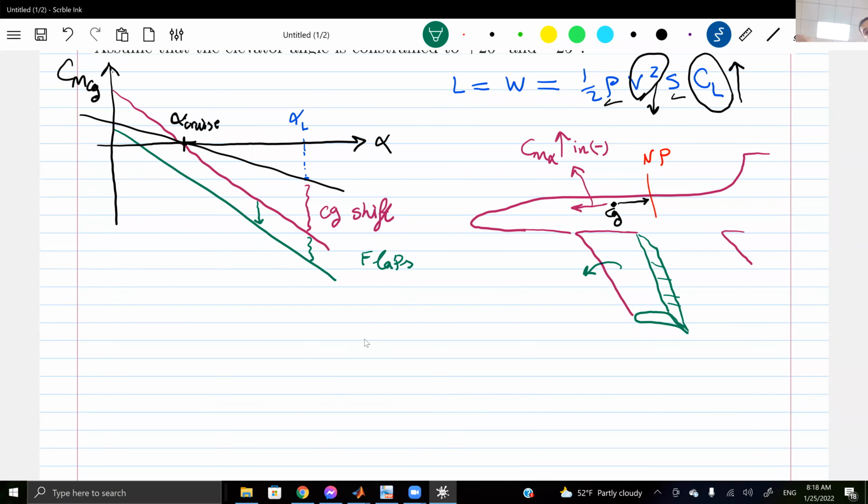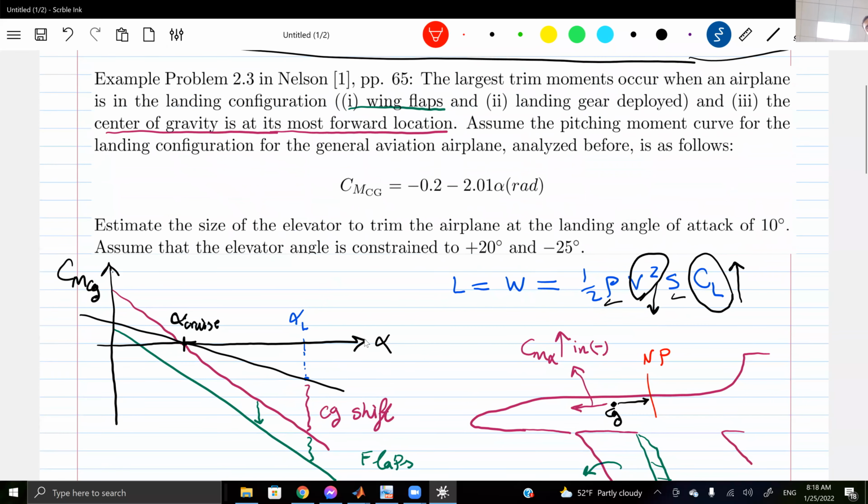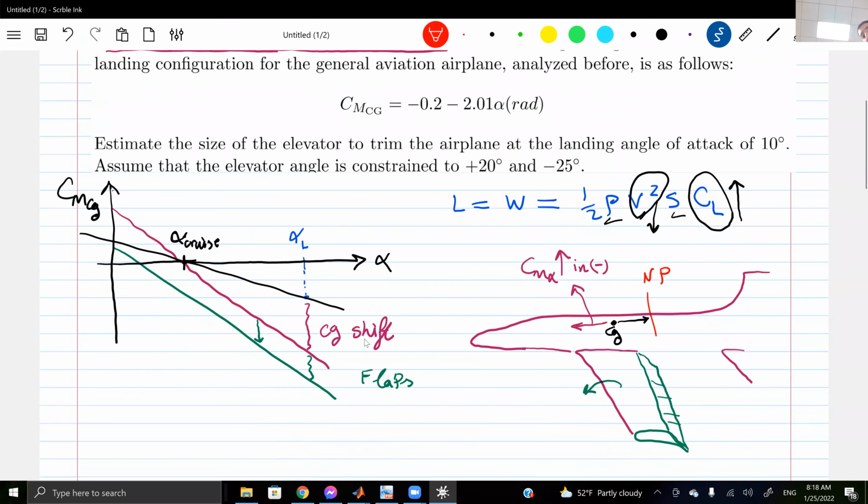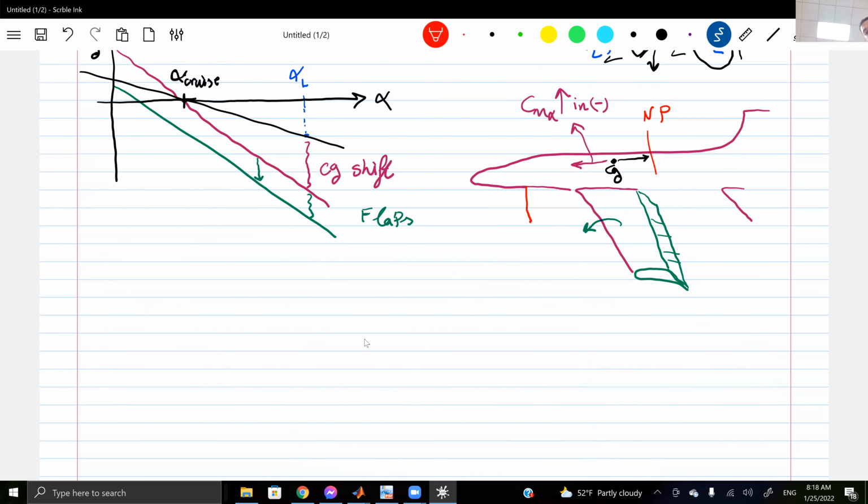We're not done yet. So here's one more. Also during landing, as you can see here, we deploy the landing gear. We're about to land. So here is the landing gear. What does the landing gear cause? Your center of gravity shifts forward.